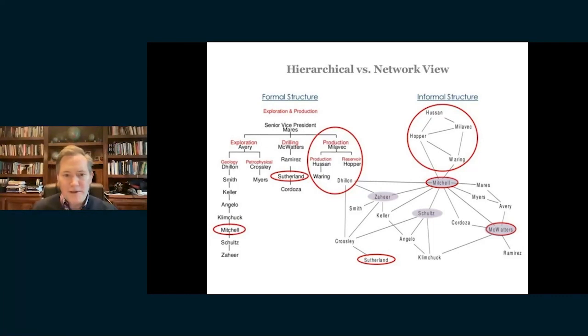We have other people who are just connected. Sutherland is an isolate. Ramirez is an isolate. They're not connected to anyone else. If this is really an information flow network, who people go to for advice, information, or leadership, you do not want to fire Mitchell, Zahir, Schultz, or McWaters. Unfortunately, Ramirez and Sutherland and Klimchuk, you might be out of there. So it's important to be central where it's important. My argument is that on social media, you want to be a central actor in the network that you have identified through a strategic process as being your ideal network.